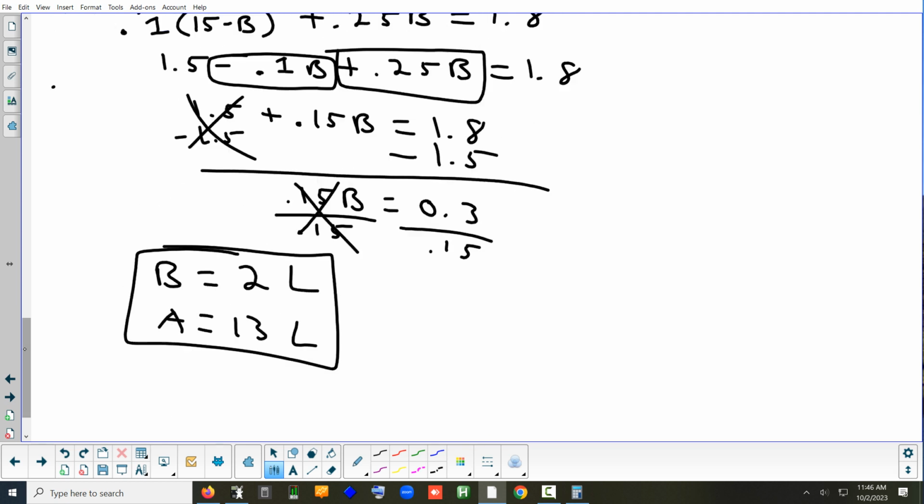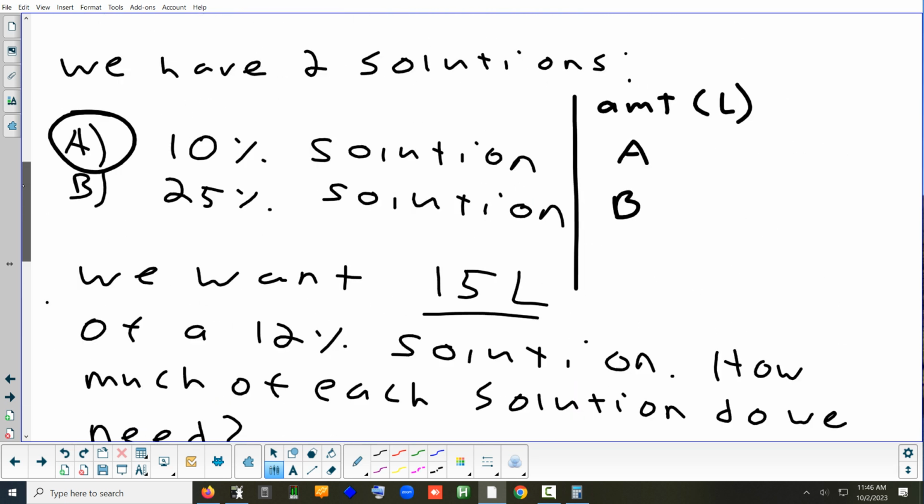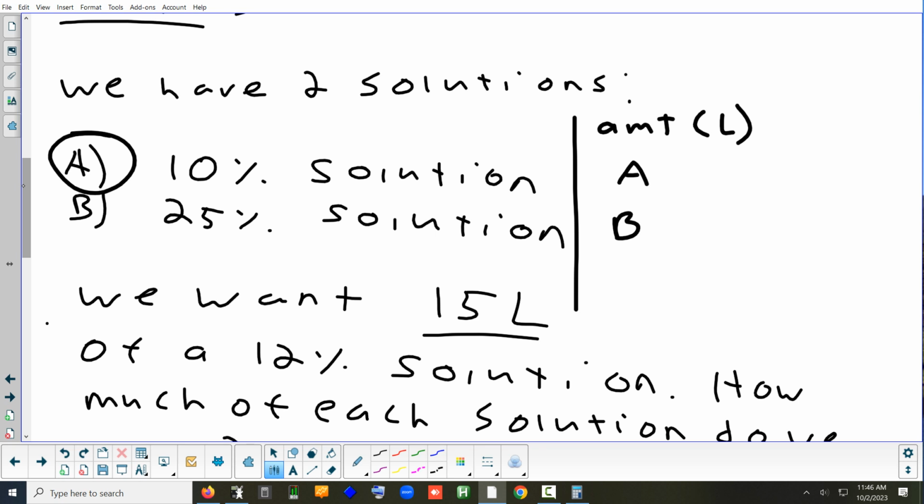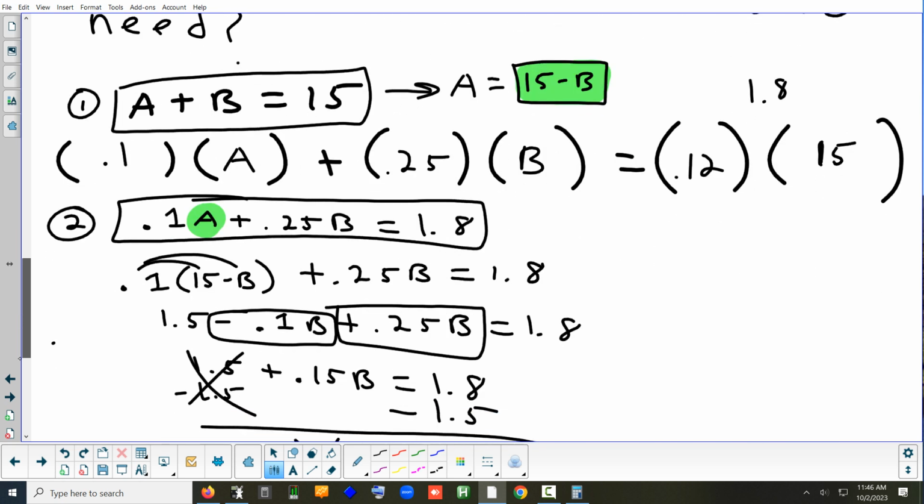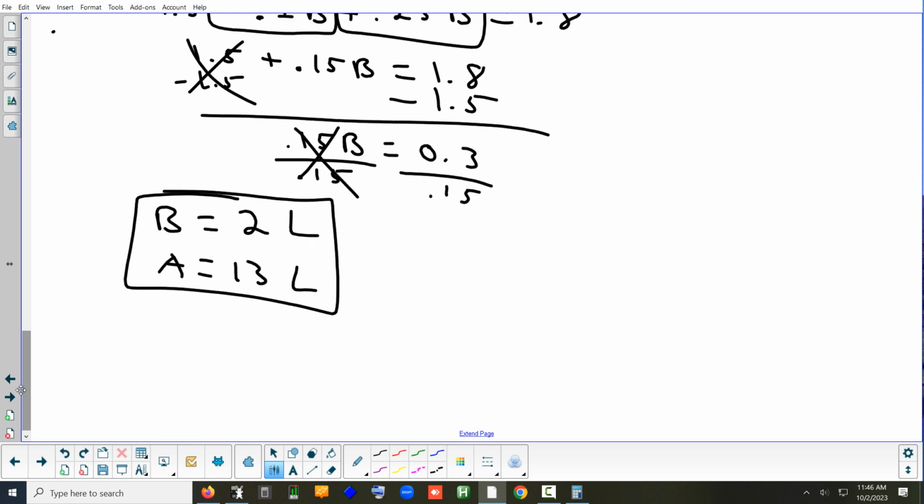And that's a mixture problem. Pretty much every mixture problem is just like that. The only thing that's different is the concentrations you're given and the total amount of liquid that they want you to get. But you solve it the same way. Yeah. Question on that?